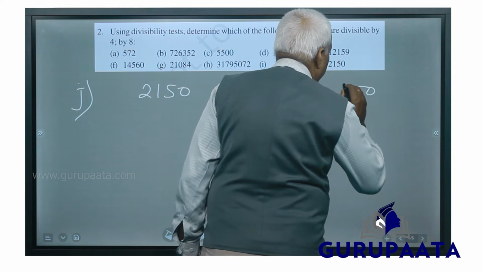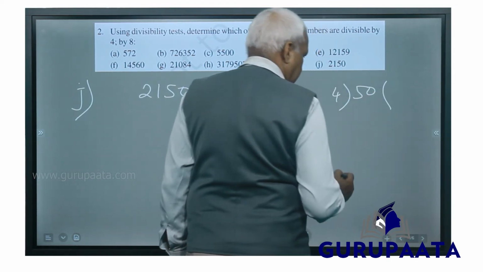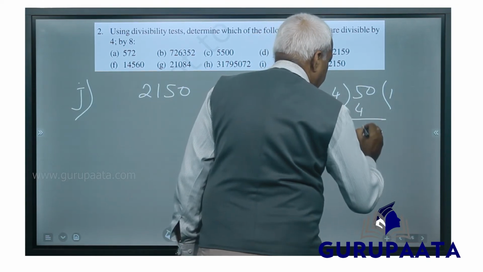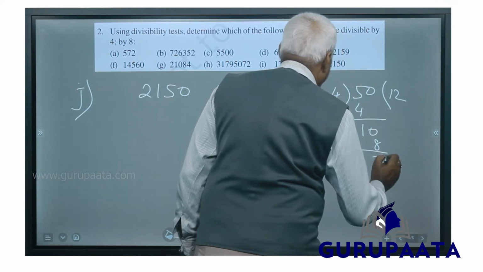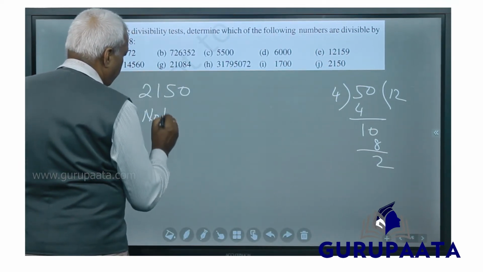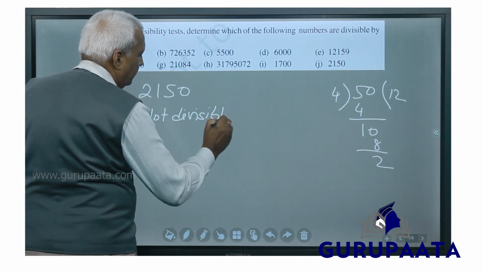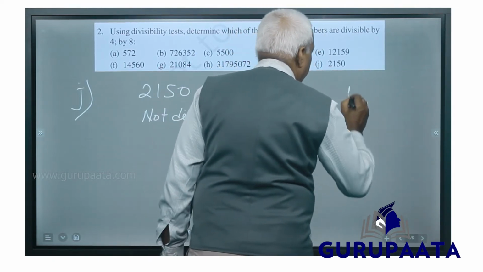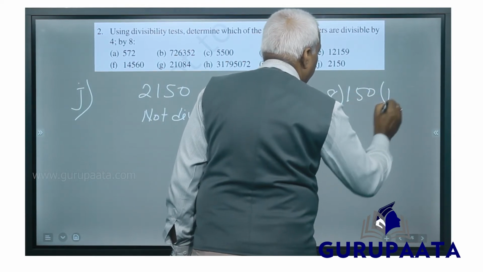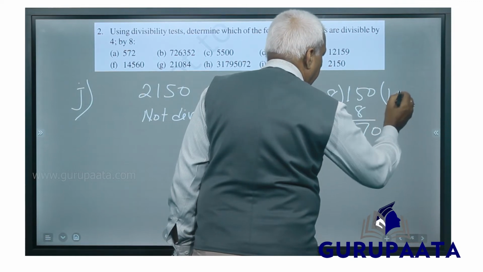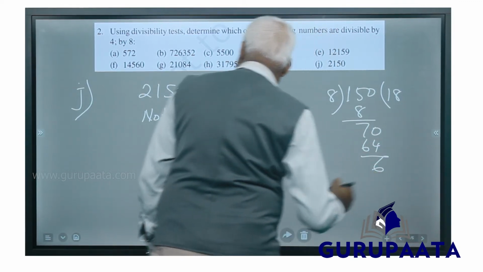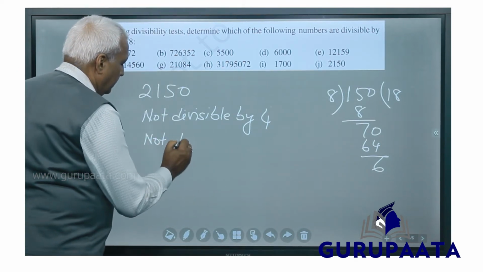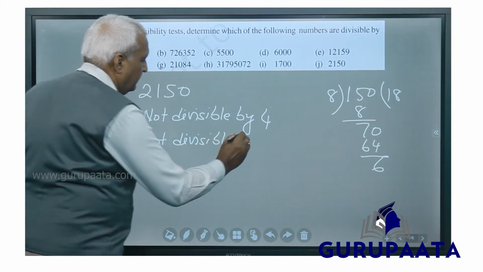2150. We will divide 50 by 4 to check the divisibility by 4. 4 1s are 4, 10, 4 2s are 8, 2. Remainder is there. So not divisible by 4. Now we will divide 150 by 8. 3 remainder is there, not divisible by 8.